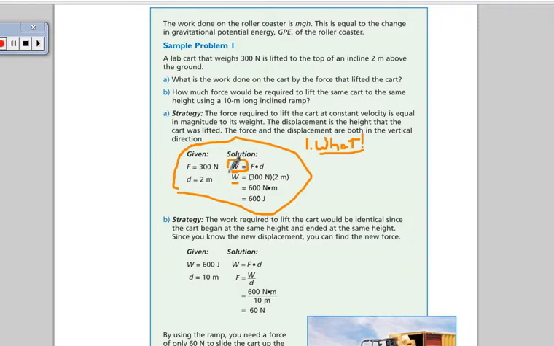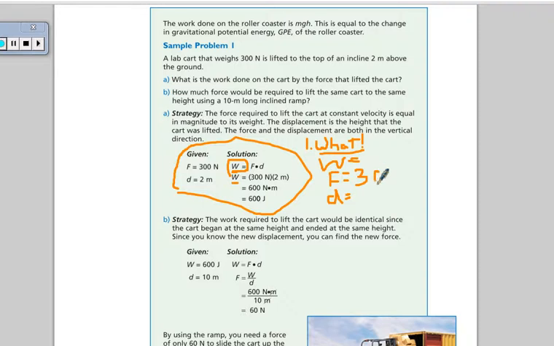Okay, so W equals, work equals. Then everything to the right of the equal sign, we want to write those down as well. F equals and D equals. So we need to find the force. So we read the problem, blah, blah, blah. We find the force is equal to 300. So we fill that in.